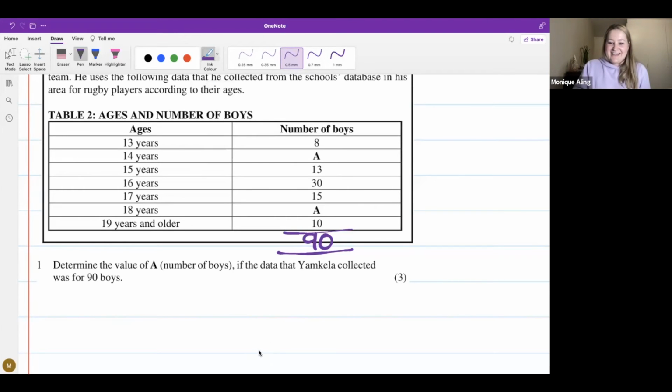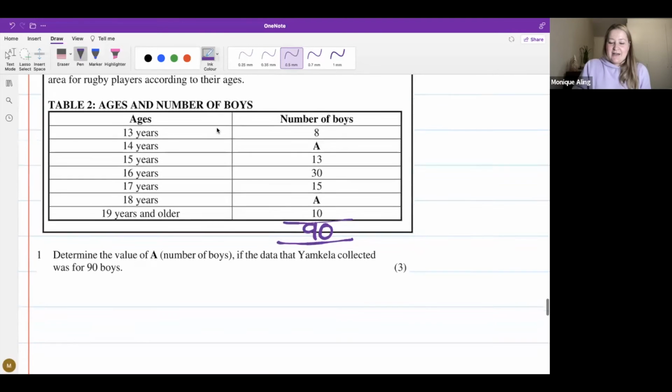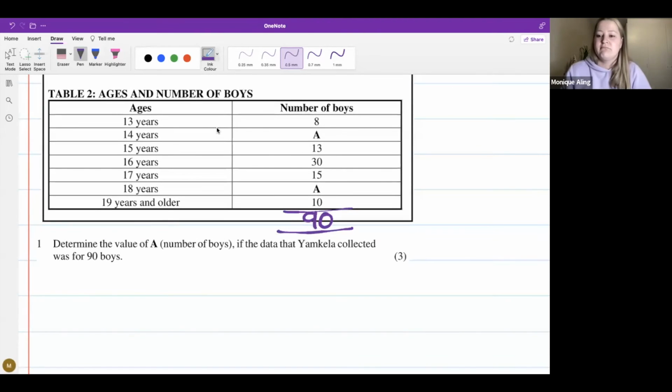For A, I think you're supposed to say 13 minus 8, just 13 minus 8, so you can get your answer. And then for the other one, you're supposed to say 10 minus 15. Okay, so this is one way you can check if it's correct.